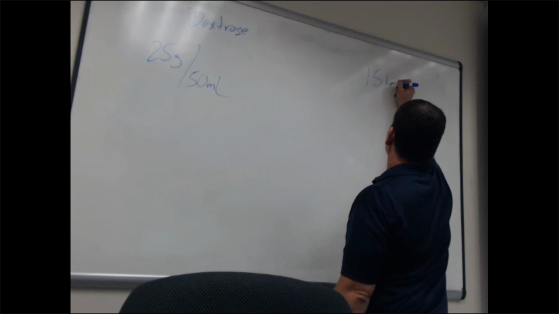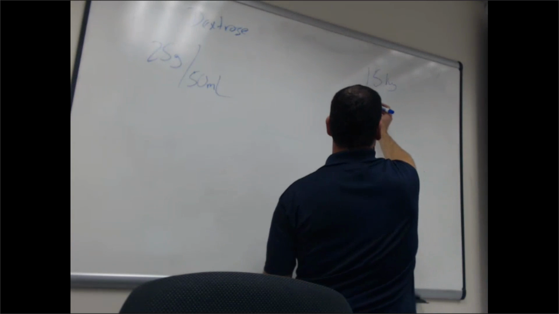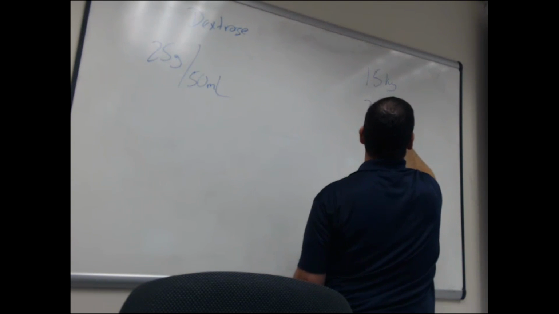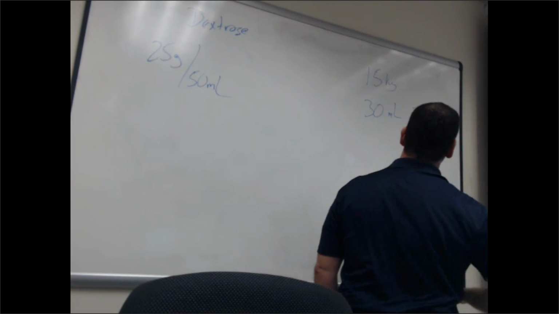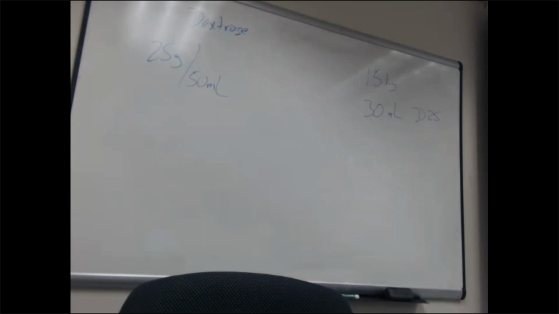Basically in kids, if they're under a year of age, we have to give D10. If they're between a year of age and 8 years of age, we give D25. So I'm going to give you this. I've got a 3-year-old who weighs 15 kilograms. So I need to give them 30 mils of D25. How do I make it?